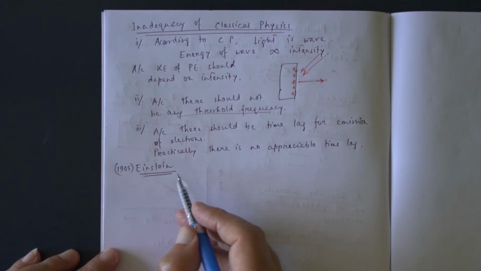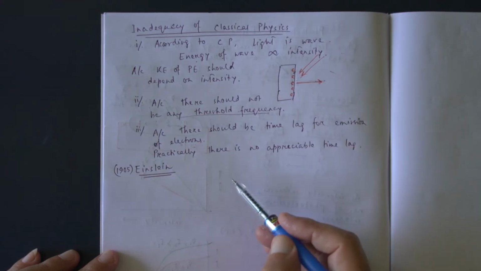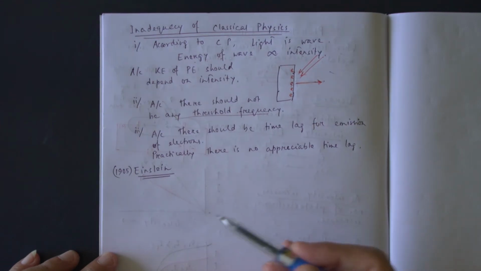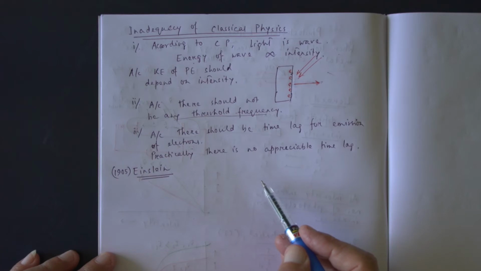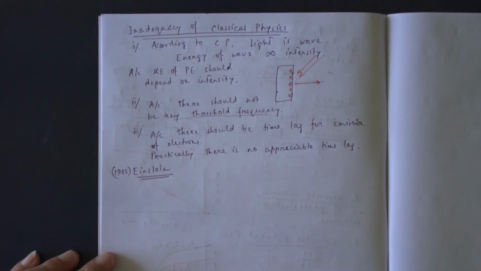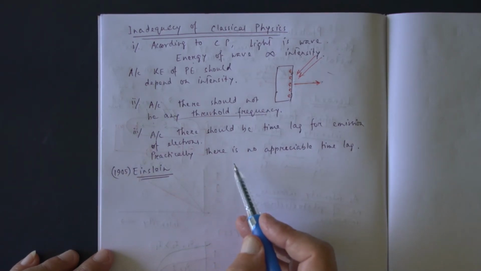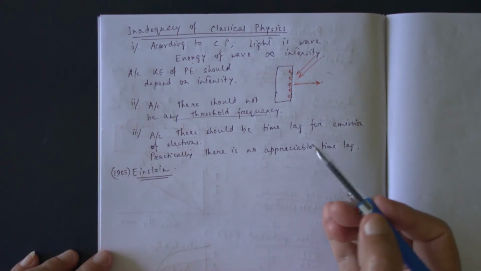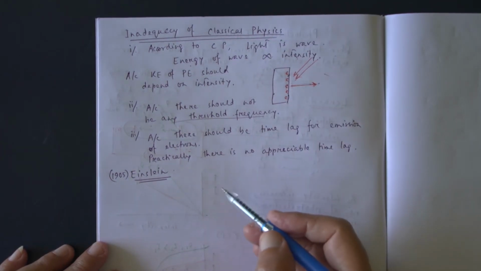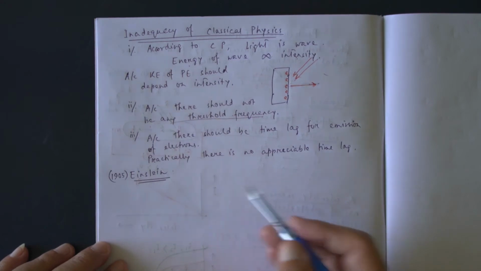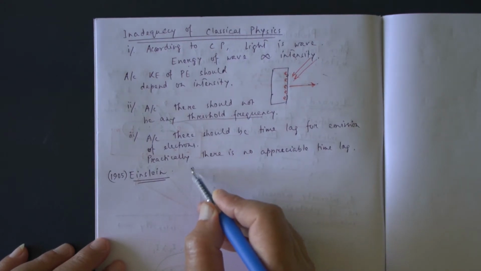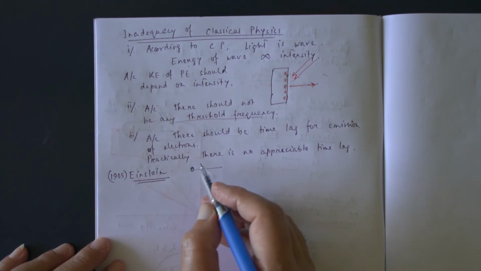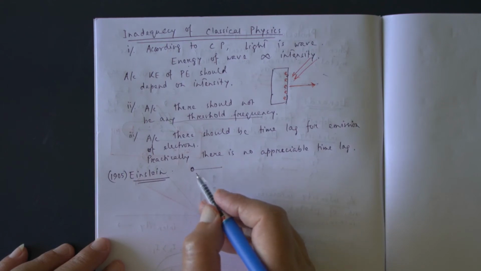What is the difference? Planck assumed that light travels as a wave, but that it is absorbed or emitted as quanta. But Einstein thought that light comes and goes as quanta, and is absorbed or emitted as quanta. A quantum means an amount of energy, a packet of energy.